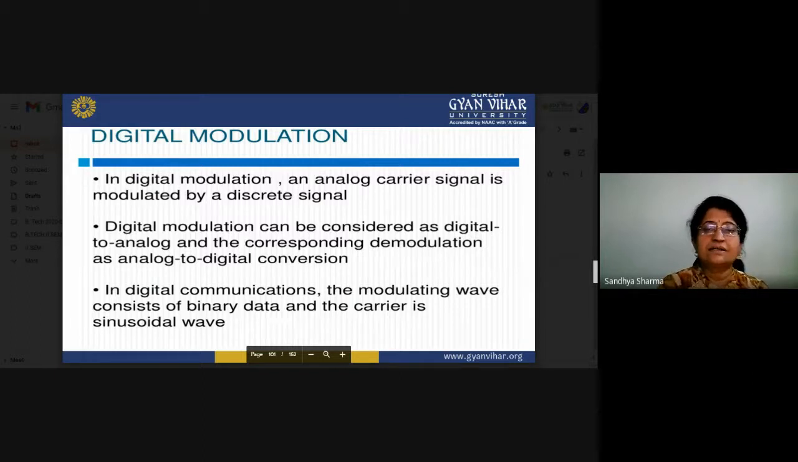In a digital communication system, the modulating wave consists of binary data and the carrier is a sinusoidal wave. So we have to take these two data in proper sequencing.